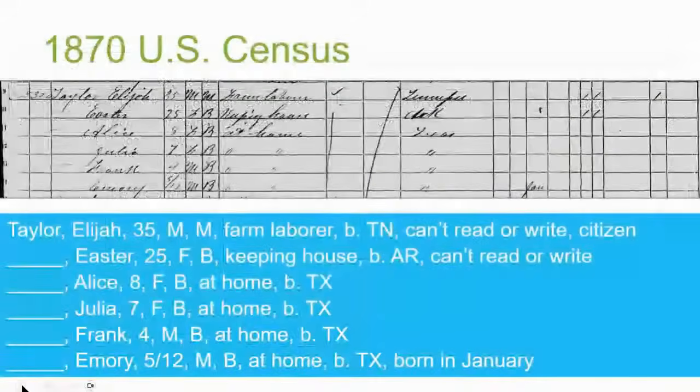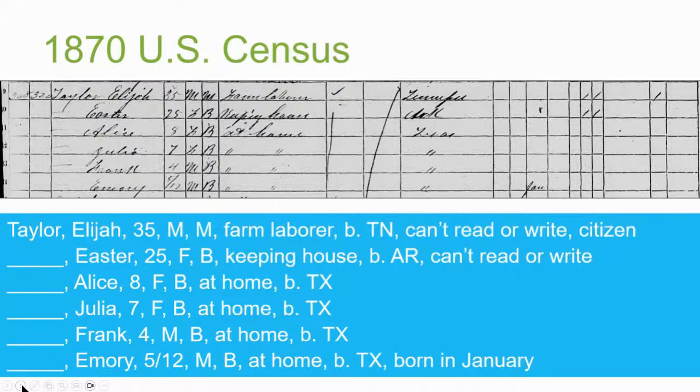I located the document for free on FamilySearch. Then I copied the information and wrote it out so I could read it more easily. Elijah and Easter were living in Rusk County, Texas. They had 4 children living in the household: Alice, Julia, Frank, and Emery.